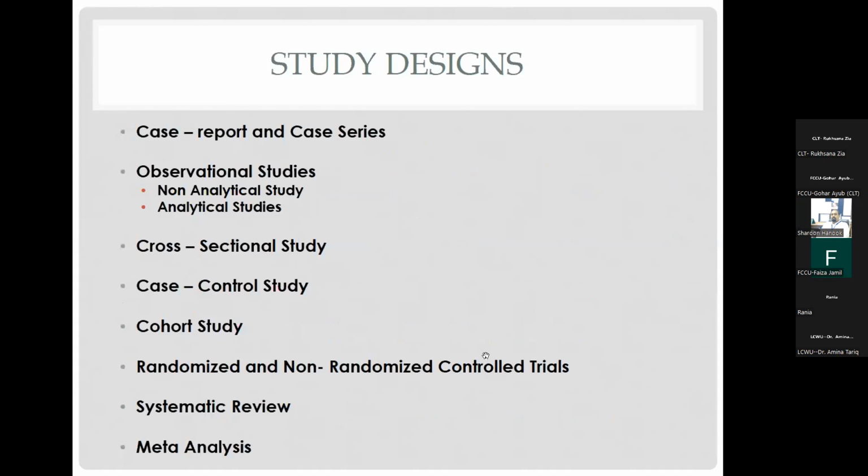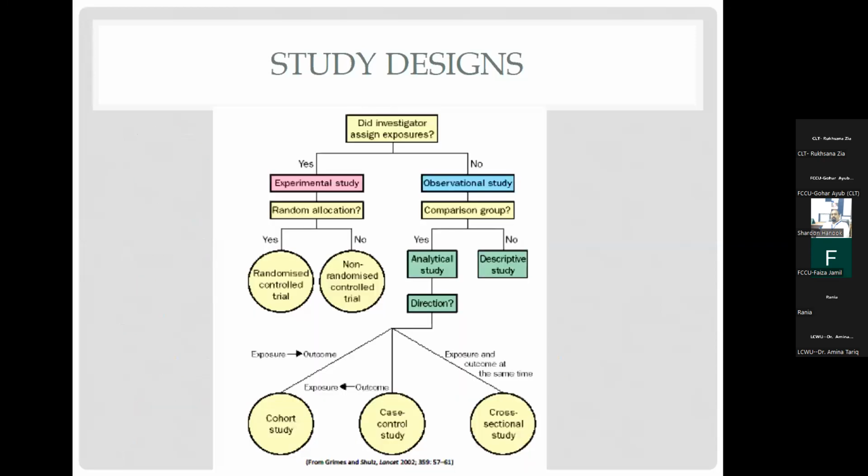So here are a few study designs I want to talk about: the case report and case series. Then we have observational studies, cross-sectional studies, case control, cohort, randomized, systematic review, and meta-analysis. Once you have defined your PICO, then for population, you will know who your population is. Intervention: if you have an intervention, then are you assigning exposure as a researcher to the respondents? If you are assigning exposure, then you are into the experimental study. If you're not assigning an exposure, you are into observational studies.